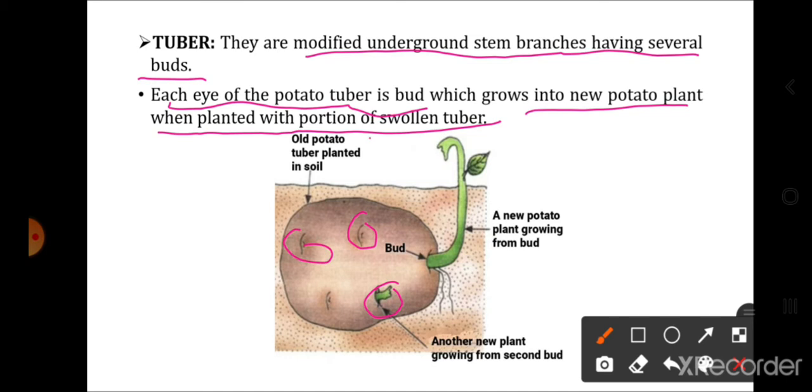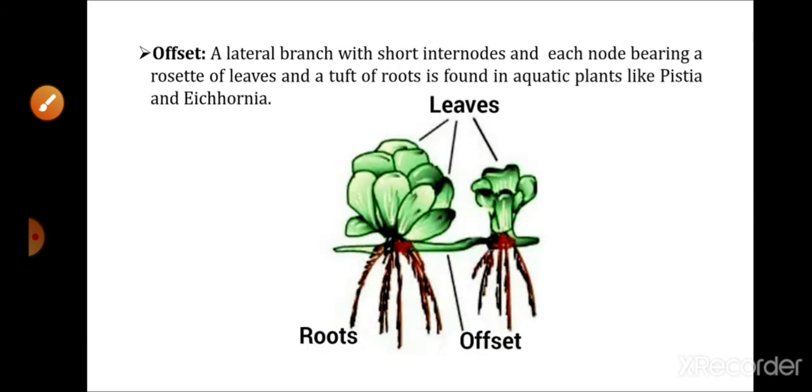Okay. So this old potato tuber is planted into the soil. These are the buds. Now these buds will again form new potato plants. See, another new plant growing from the second bud. So these buds are capable of forming the new potato plant, right? So this is how the potato tuber is involved in the formation of the new potato plant.